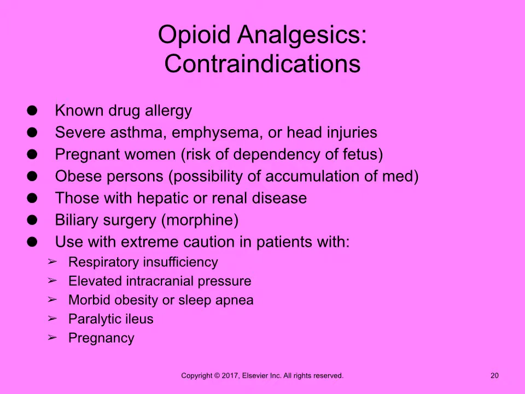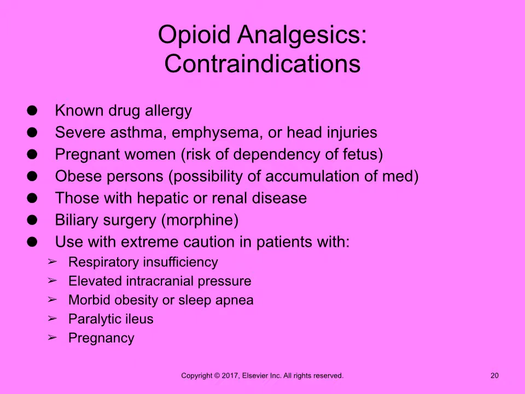severe asthma, emphysema, or head injuries, where asthma with an emphysema where they have a low SAT-O2 already, and then you are giving them a central nervous system depressant that could cause some respiratory depression. Pregnant women, there's a risk of dependency of the fetus. Obese person, it is metabolized slower and so accumulates in the system. Those with hepatic or renal disease.